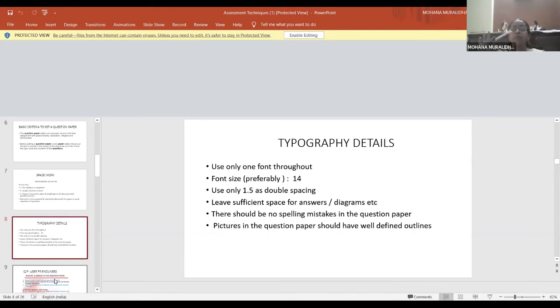Okay, leave sufficient space for the answers, diagrams, etc. If you're going to set the paper and ask the child to do it in that same paper, give them sufficient space for the answers and diagrams. There should be no spelling mistakes in the question paper.